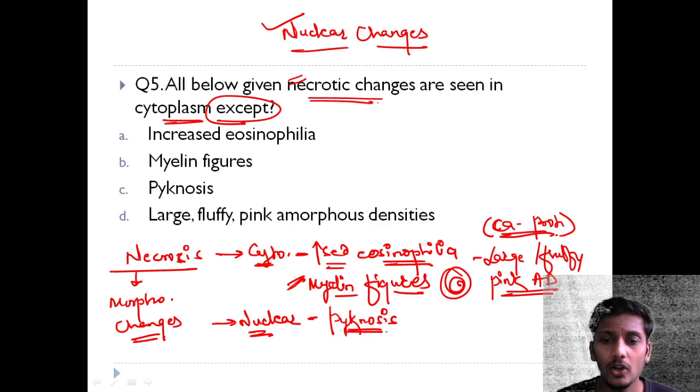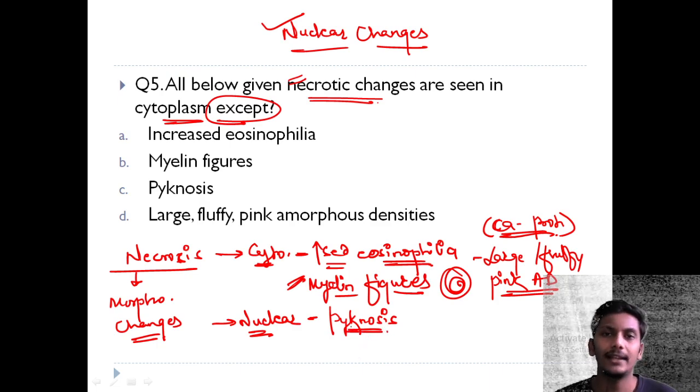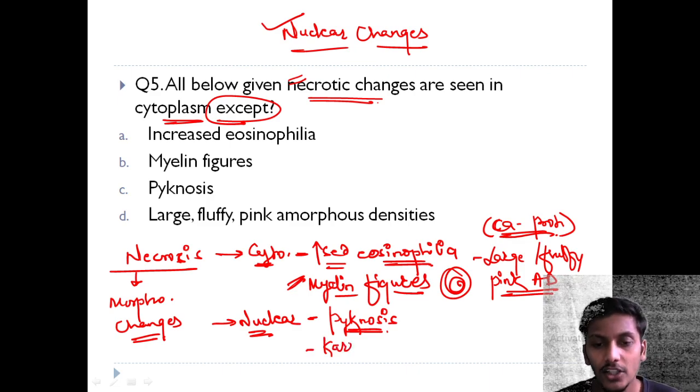What do we mean by pycnosis? Pycnosis means clumping of chromatin. There is condensation of chromatin. This is known as pycnosis. After pycnosis, what happens? The nucleus gets fragmented, and this fragmentation of the nucleus is known as what?